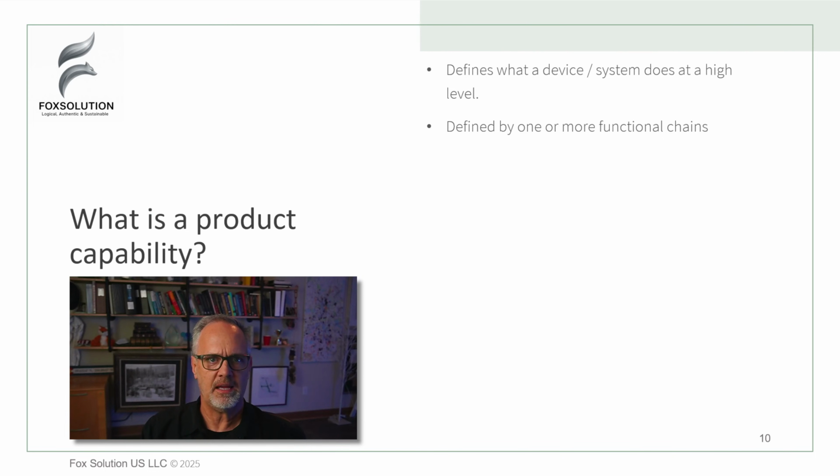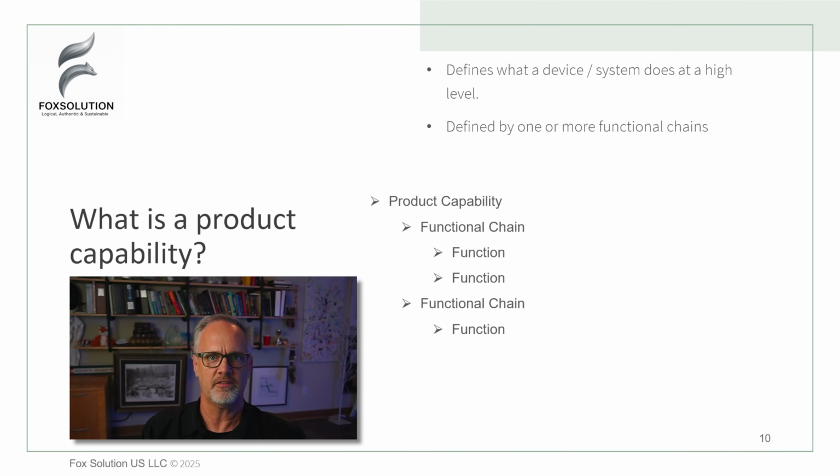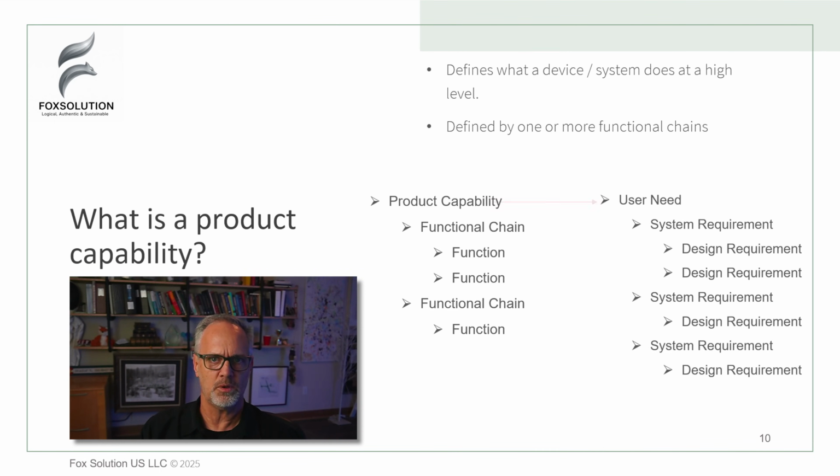So what is a product capability? Capability is what the device does at a high level, defined by one or more functional chains. So it's very common you're going to have multiple functional chains that are delivering that particular capability, and that capability's traceability is really to the user needs.